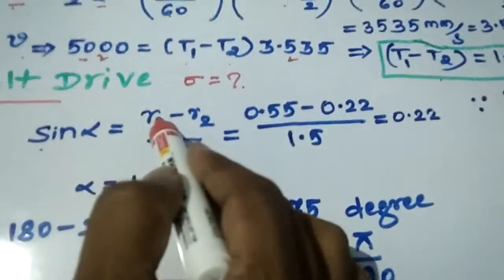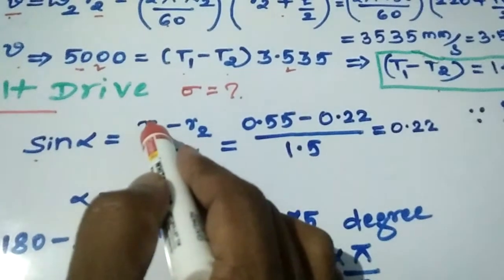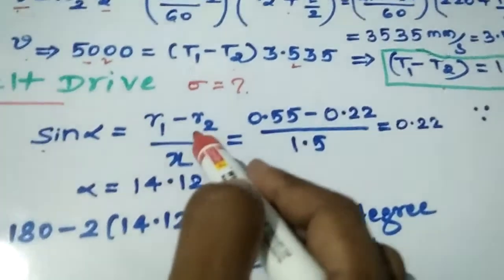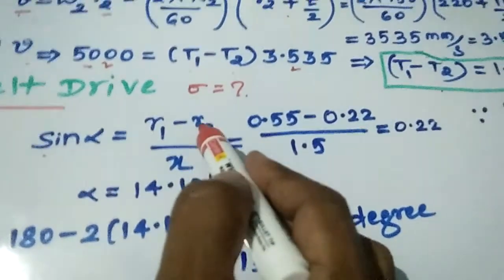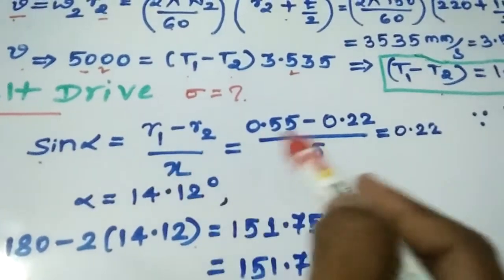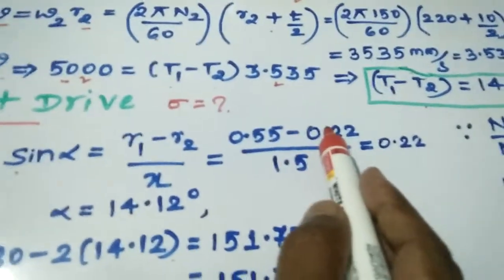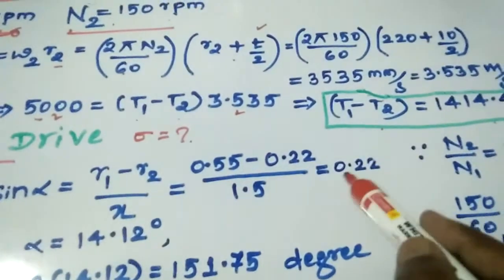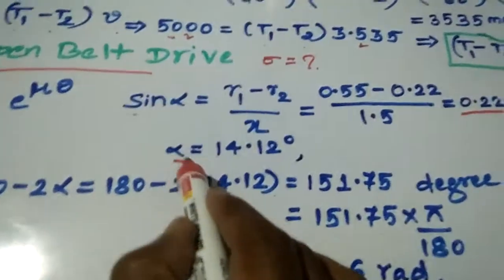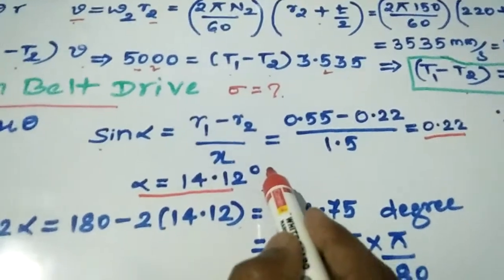That is, sin alpha equals R1 minus R2 divided by X. R1 is the radius of the larger pulley, R2 is the radius of the smaller pulley, divided by X, that is the distance between the centers, that is 1.5. You put in the values in meter or mm, whichever. Then you will get sin alpha as 0.22. Then alpha you will get as 14.12, that is in degrees.